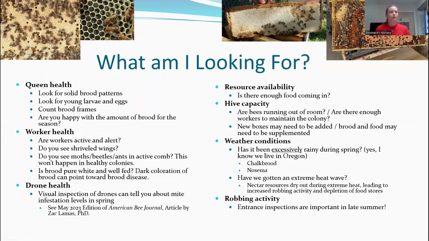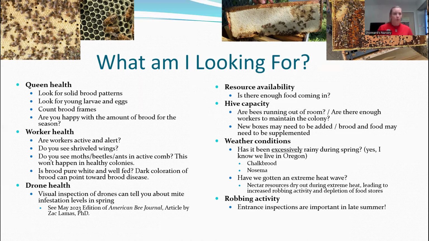During an inspection, what are we looking for? So basically, the things you're looking for are queen, worker, and drone health, resource availability, hive capacity, weather conditions, and robbing activity. When you're looking for queen health, you're looking for a solid brood pattern.